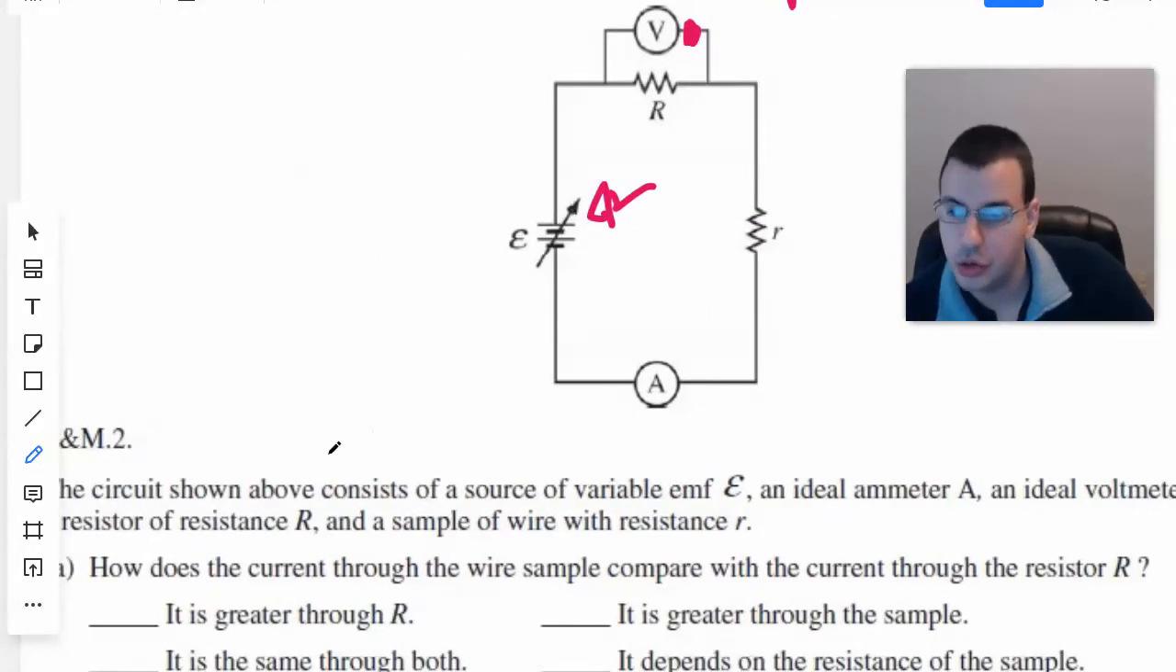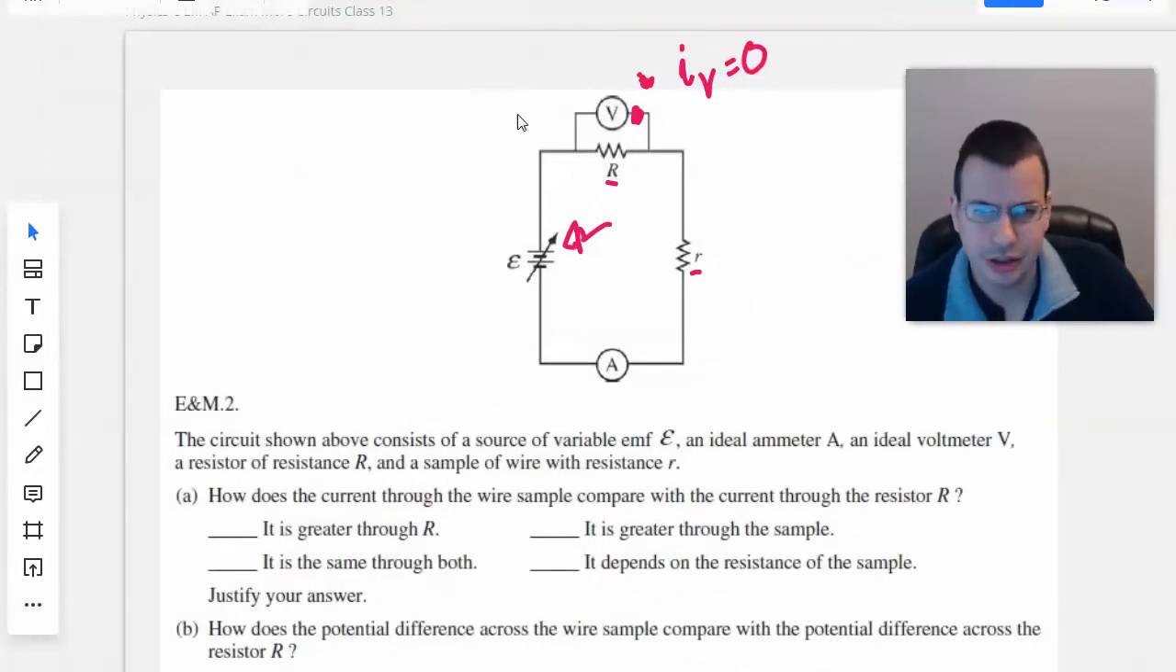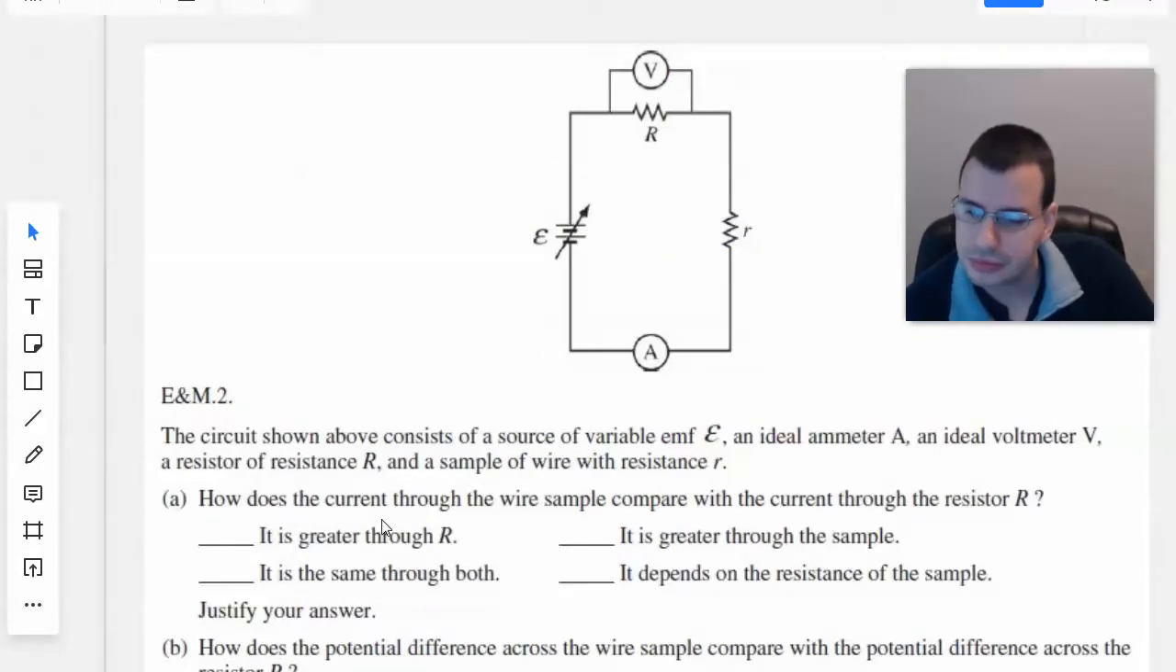And a resistor of resistance R, that guy. And a sample of wire with resistance little r. So this one is assumed to be known. This one is unknown. Though we don't actually know what big R is either. It's a known unknown. How does the current through the wire sample compare with the current through the resistor R?